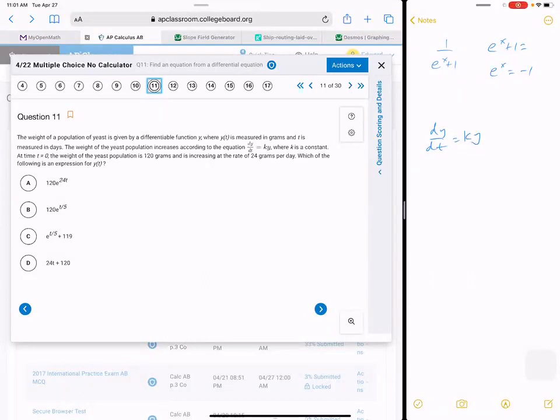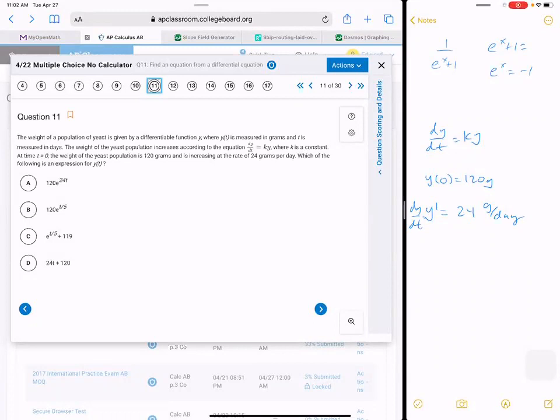At time t equals 0, the weight of the yeast population is, so y(0) equals 120 grams. And it is increasing at a rate of 24 grams per day. So y prime is equal to 24 grams per day, which is our dy/dt, right? Because y is grams, t is time, so it's our rate of change in grams per day. Which of the following expressions is an expression for y(t)?